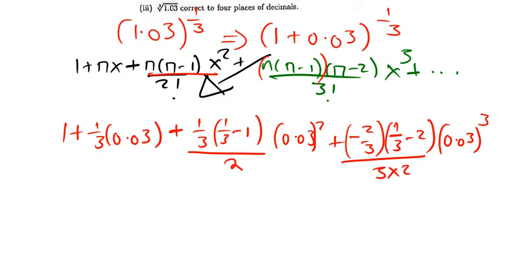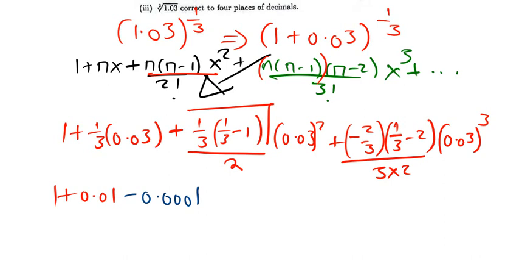Now at this point all you need is to grab your calculator and perform the required calculations. So I'll start with 1 over 3 multiplied by 0.03. So we have 1 plus 0.01. The next part, 1 over 3 minus 1 is negative 2 over 3 times 1 over 3 divided by 2 multiplied by 0.03 squared. So that gives us negative 0.001. Then the last part, negative 2 over 3 multiplied by 1 over 3 minus 2.